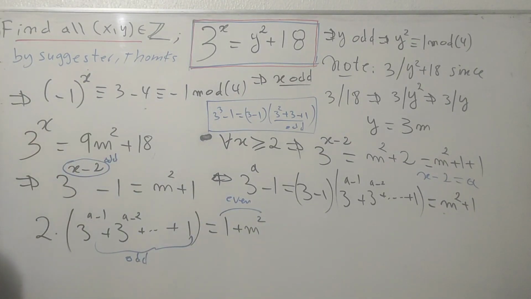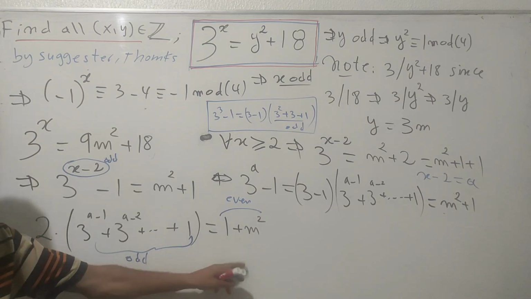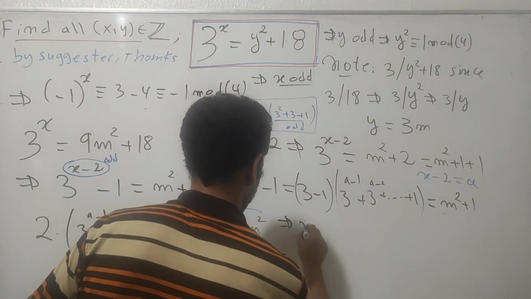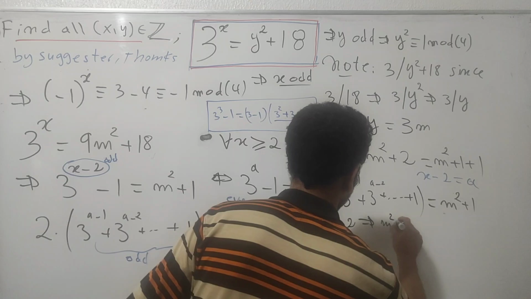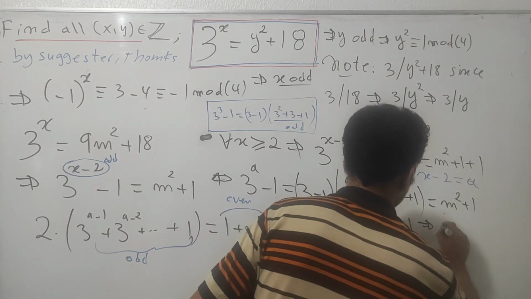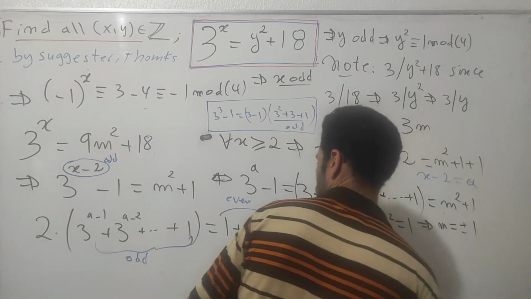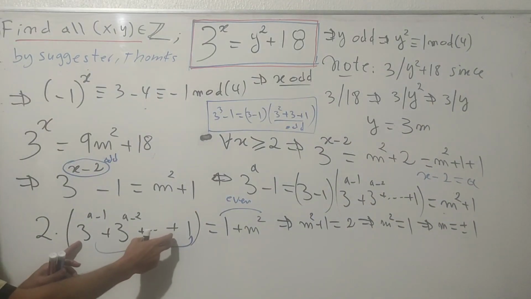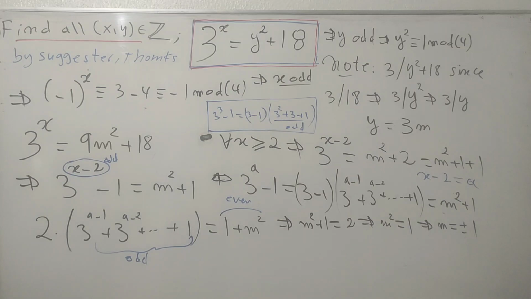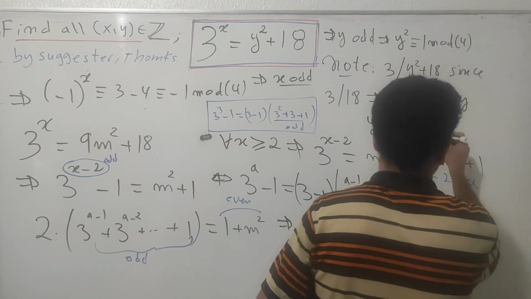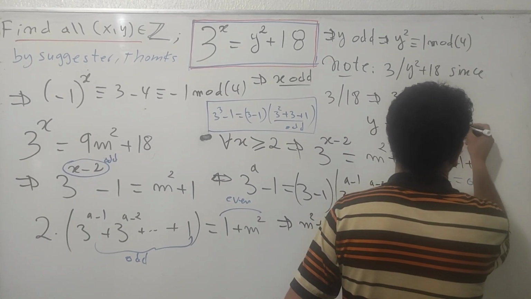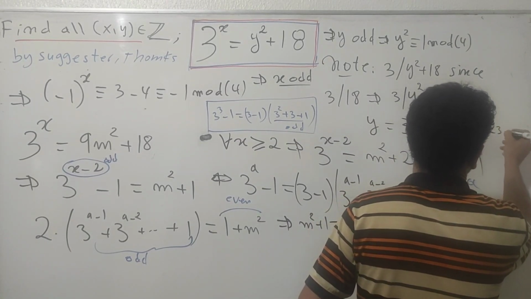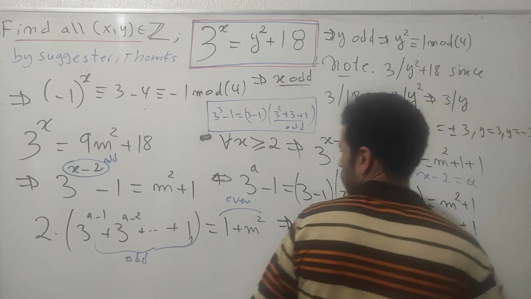So the only way to get even here is for this factor to equal 1. So we get m squared plus 1 equals 2. In other words, m squared equals 1, so m equals plus or minus 1. Now we are going to find our solution since we know the value of m. Depending on the sign of m, y could be plus 3 or minus 3, which means y equals 3 or y equals minus 3. So we'll have two solutions here.